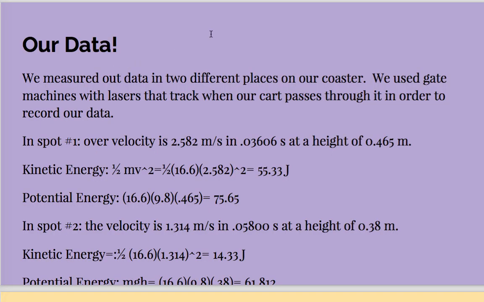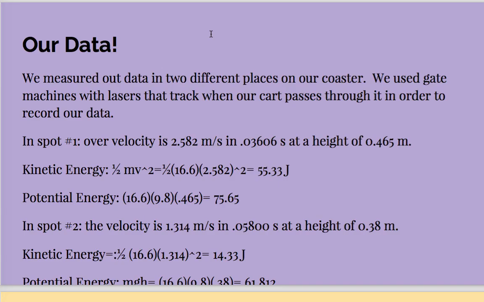Now our data. We measured our data in 2 different places on our coaster. We used gate machines with lasers that track when our cart passes through in order to record our data. In spot 1, our velocity is 2.582 meters per second in 0.03606 seconds at a height of 0.465 meters.